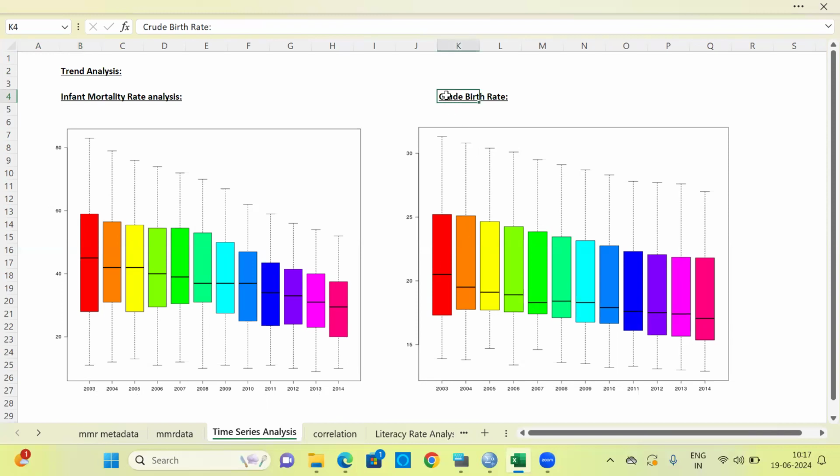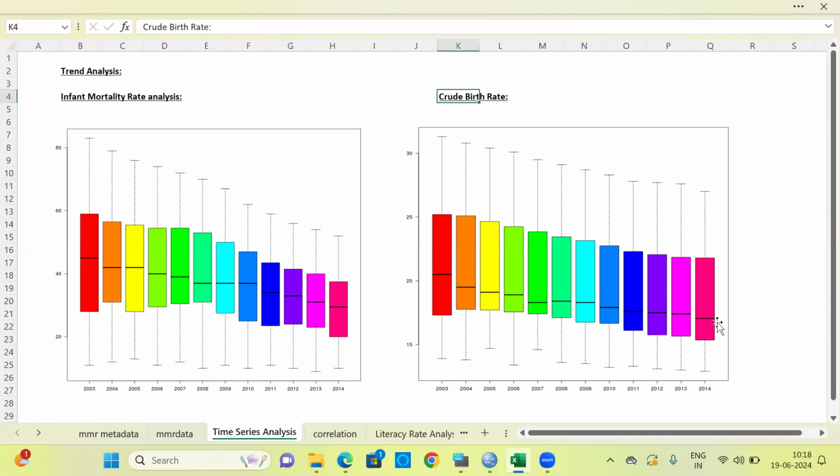Let's now look at the crude birth rate. Again, I have taken roughly 12 years of data. You can see a box plot against each year. When we look at the crude birth rate, it is the highest in the year 2003, and for the subsequent years, the average goes on reducing, indicating that the crude birth rate year on year in the state of Karnataka has reduced. So this is a simple trend analysis which indicates the degree of variation as well as the average infant mortality rate and the average crude birth rate.